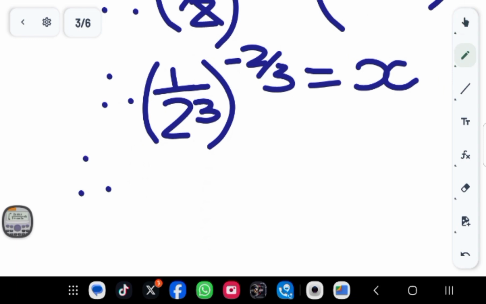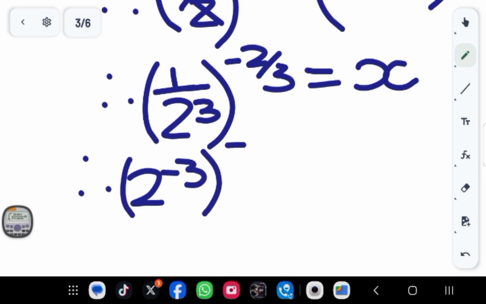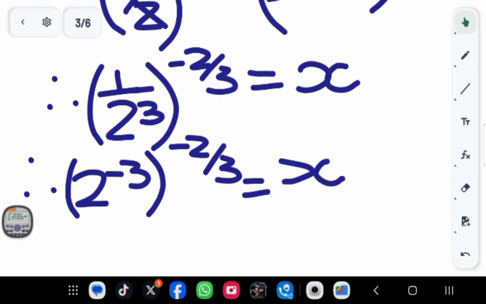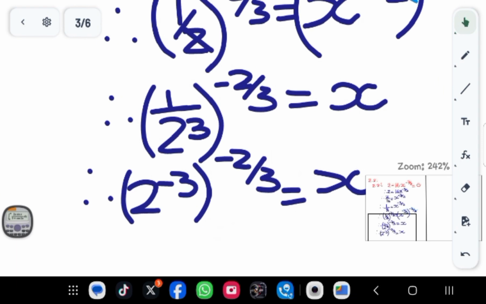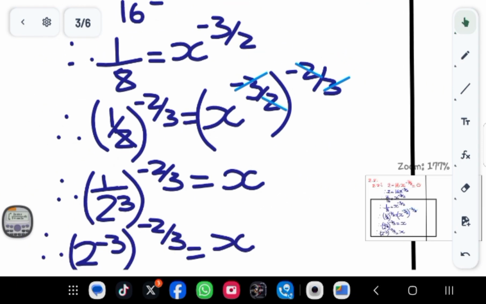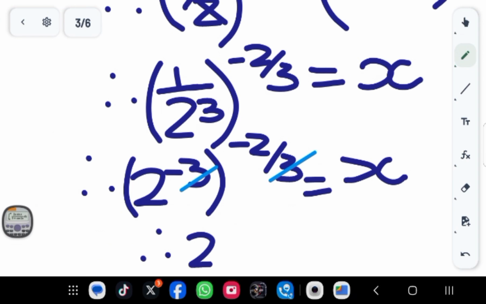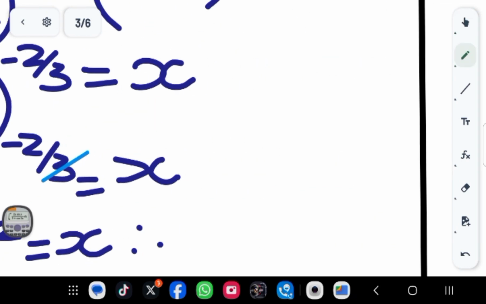So therefore, take this 2 to the power of 3 to the top, that becomes 2 to the power of negative 3, and that is what we have. Now you raise this power to another power, so that leaves us with, notice that the 3's cancel out and the negatives also leave us with a positive, meaning that 2 to the positive 2 equals x, meaning that x equals 4.